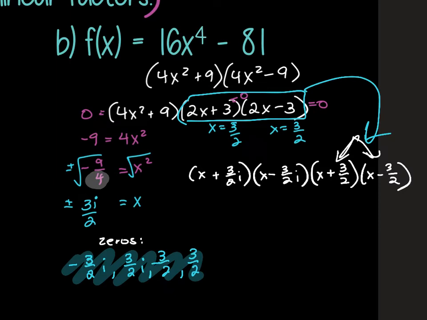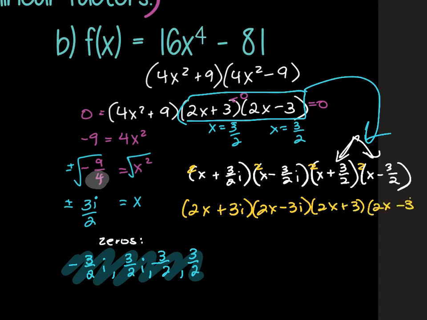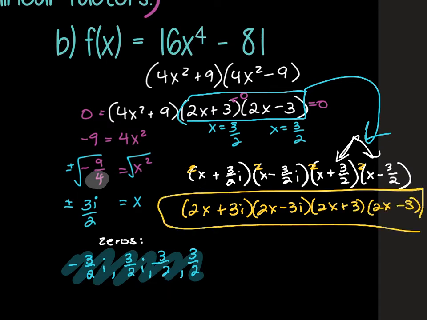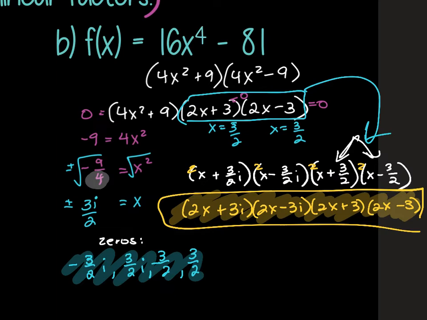What did I say your linear factors could not have? The fractions. So every single one of them is going to get multiplied by 2. I get 2x plus 3i, 2x minus 3i, 2x plus 3, and 2x minus 3. That's the product of linear factors. And that is what, if you FOILed out, you would get back your original question. And again, go back to the first thing we talked about, the degree here is 4, you should have 4 roots. I have 4 roots, I have 4 factors.